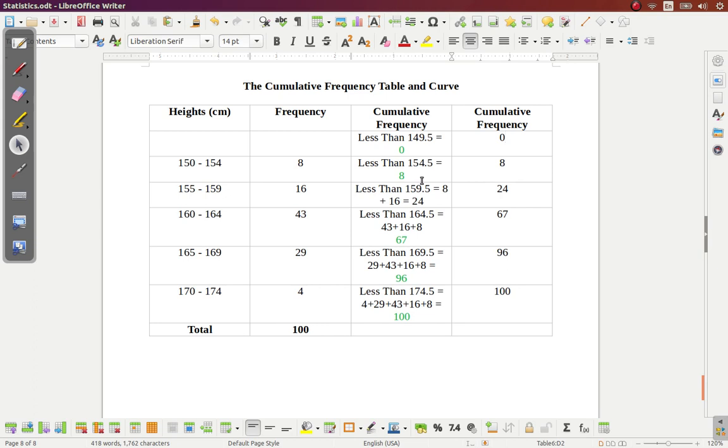Now, frequency, in this case cumulative frequency, will have to go on the vertical axis. Right? We put it on the vertical axis. That's the usual case, so that's what we'll have to do here. And then the heights in centimeters will go on the horizontal axis. Now let's look at the cumulative frequency at first. Cumulative frequency goes from 0 up to 100.